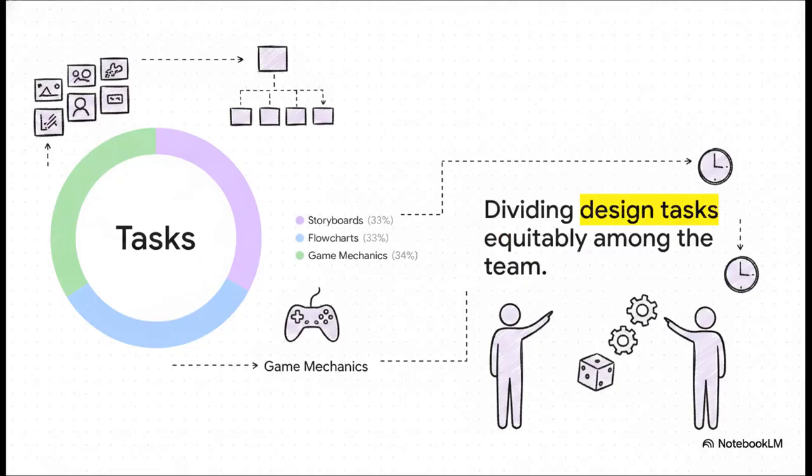And this brilliantly illustrates how you can break down a complex design stage into manageable chunks. One team member might take on planning the visual storyboards, another might map out the logical flowcharts, while a third figures out the core game mechanics. By dividing the tasks up equitably like this, roughly a third of the work for each person, your team can work simultaneously. That's how you actually meet your structured timeline for these big initial design phases.